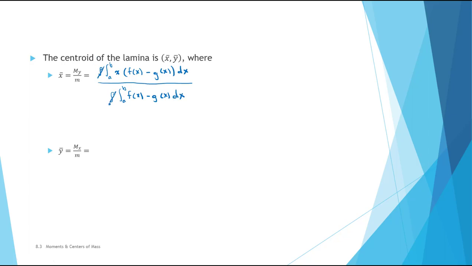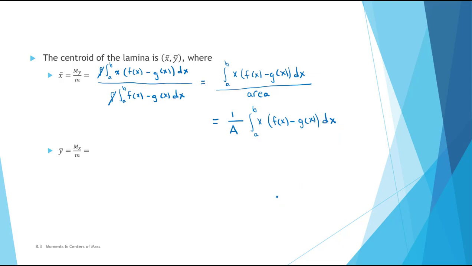We observe that the density rho cancels, so we have the integral from a to b of x times f of x minus g of x dx divided by the integral from a to b of f of x minus g of x dx, which is the area of the lamina. To write this more succinctly, we take 1 divided by the area, and we multiply by the integral of x times the top function minus the bottom function integrated with respect to x.